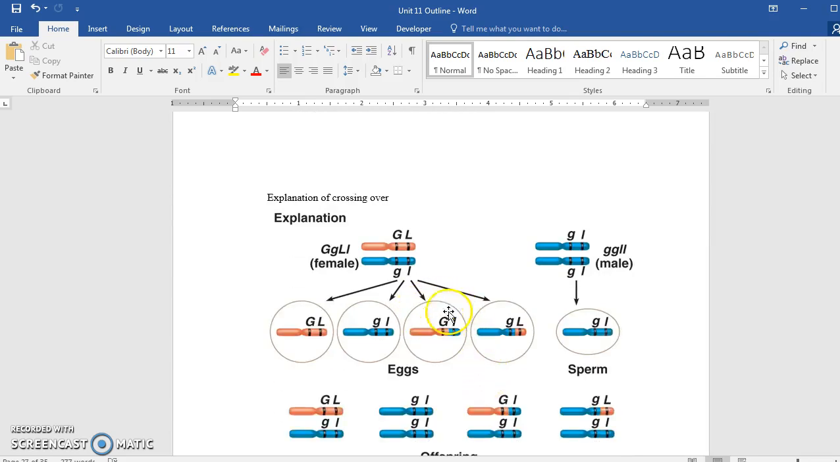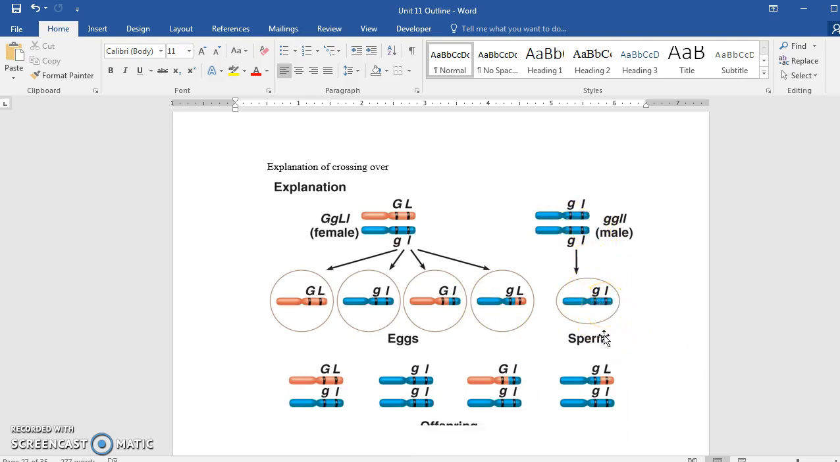So here you can see where a crossover event might occur between the two genes to give these recombinants. Now here, the parental type, you're only going to get the one type of gamete.